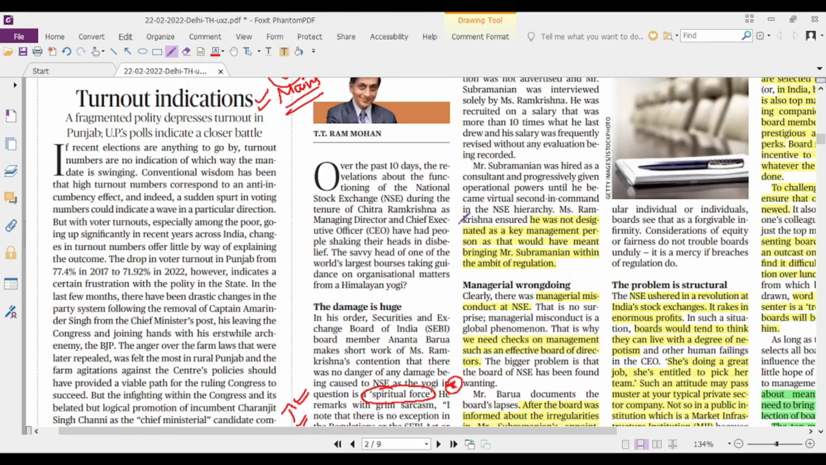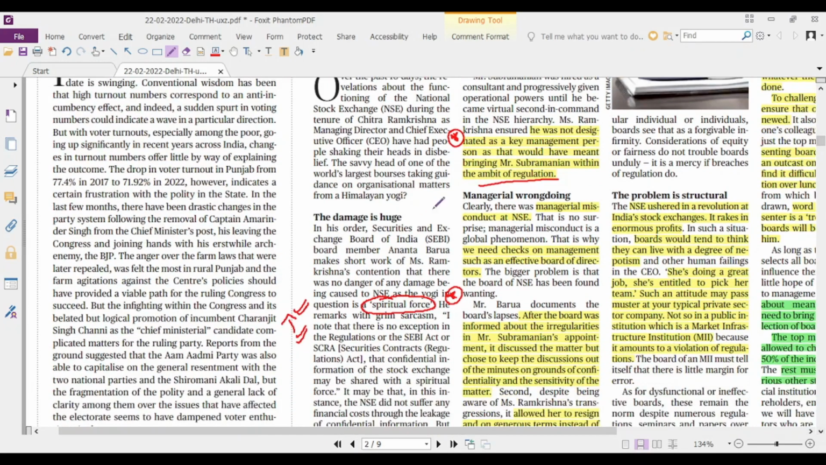And this was made sure by not making that individual a key managerial person, so that he is kept out of regulation of the board. And this is clearly a case of managerial misconduct, and possibly it could also have financial costs, because even earlier the NSE had given preferential access to certain brokers about the market information so that they could benefit. A few people at the NSE and the brokers had colluded together and were passing on the information.